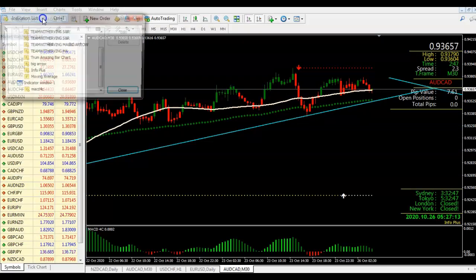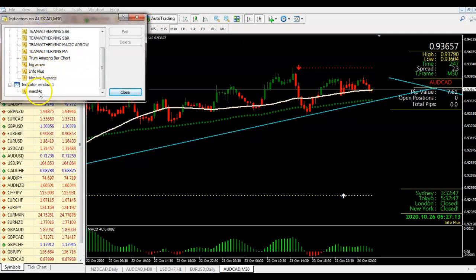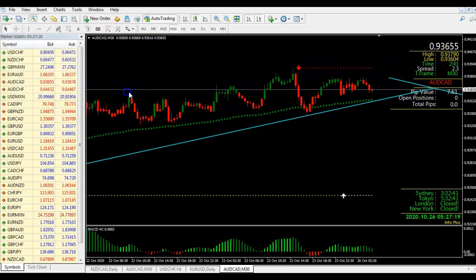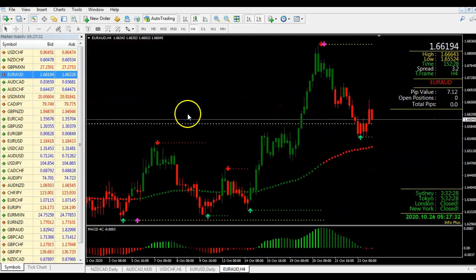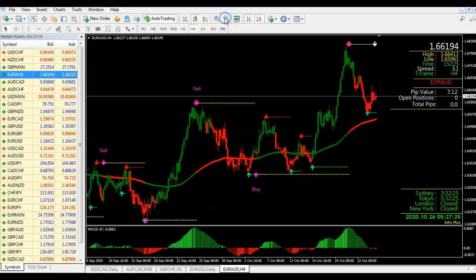Okay, let me get rid of the 50 MA right here. The moving average. Okay, delete. Okay, 4 hours. Let's go back to 4 hours. So that's what we're waiting for the next few hours, few days, few weeks right here, the long term. Okay, let's go to the Euro Aud and see what we got. Let me make this smaller.